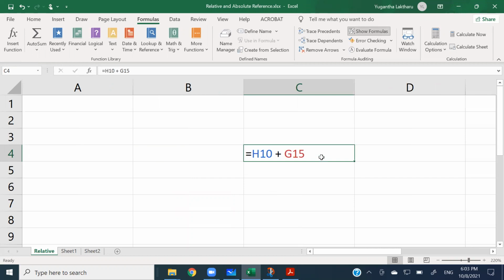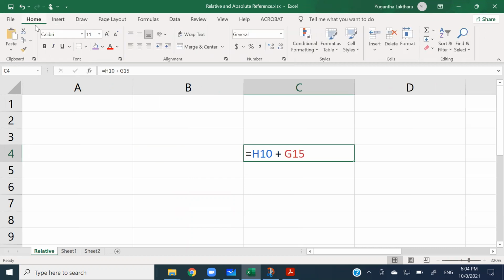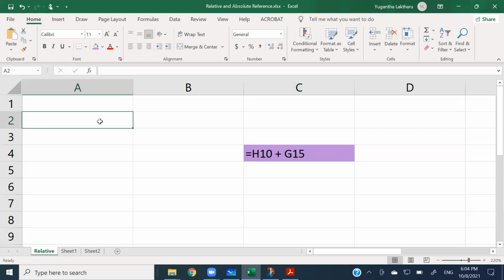So I want to copy this formula. I'll highlight it using this purple color, right? So I need to highlight this formula and copy it into this cell. So what should be the formula that is going to be copied? Yes, send me the answers, people. I'm going to copy it to the cell A2. What should be the answer?